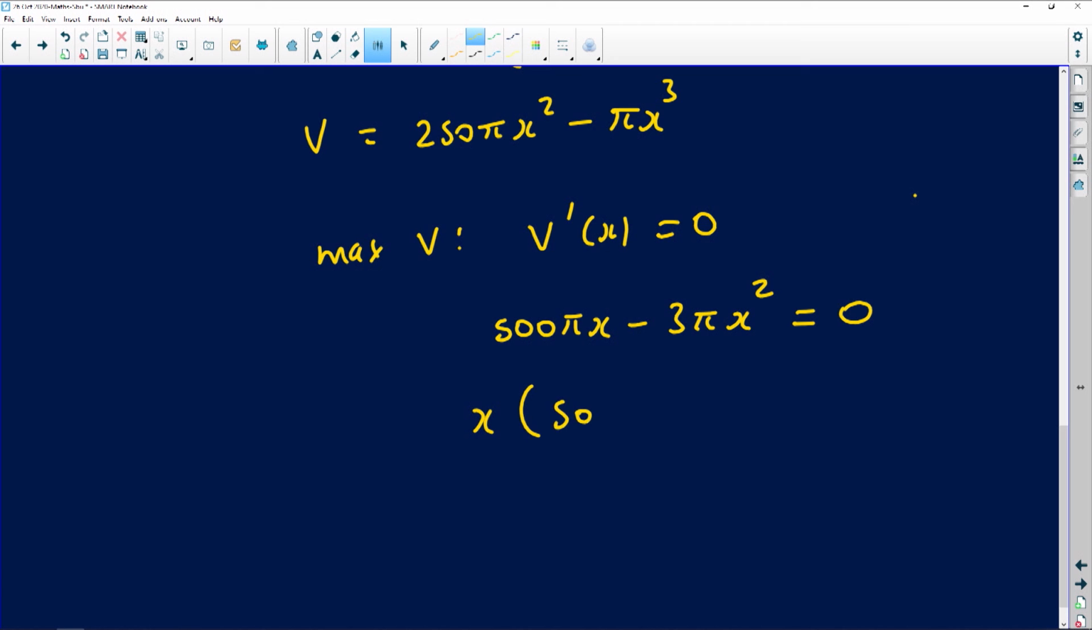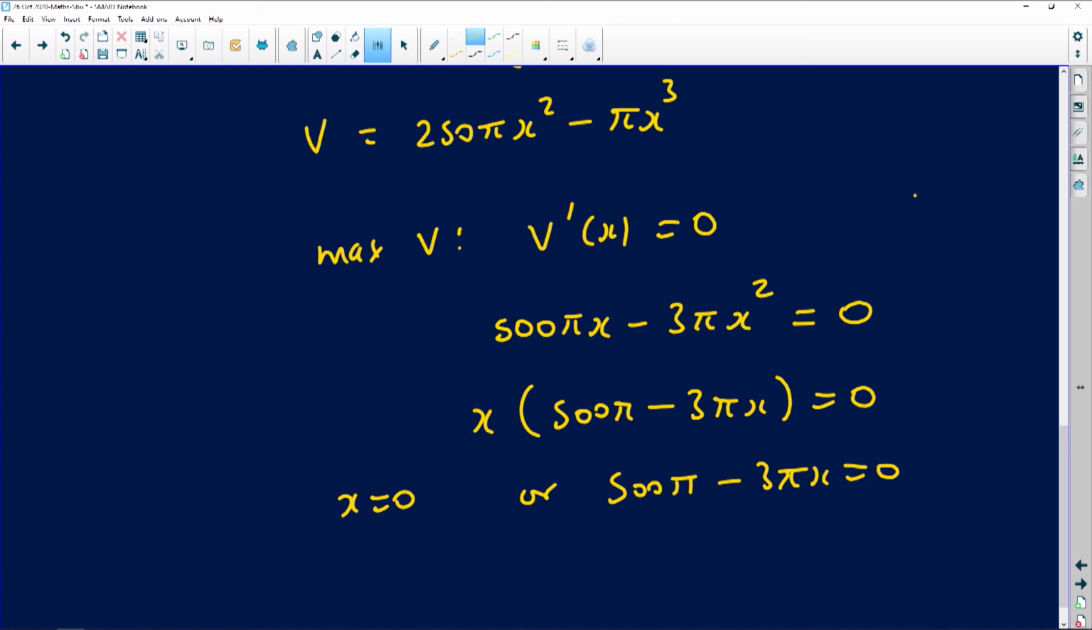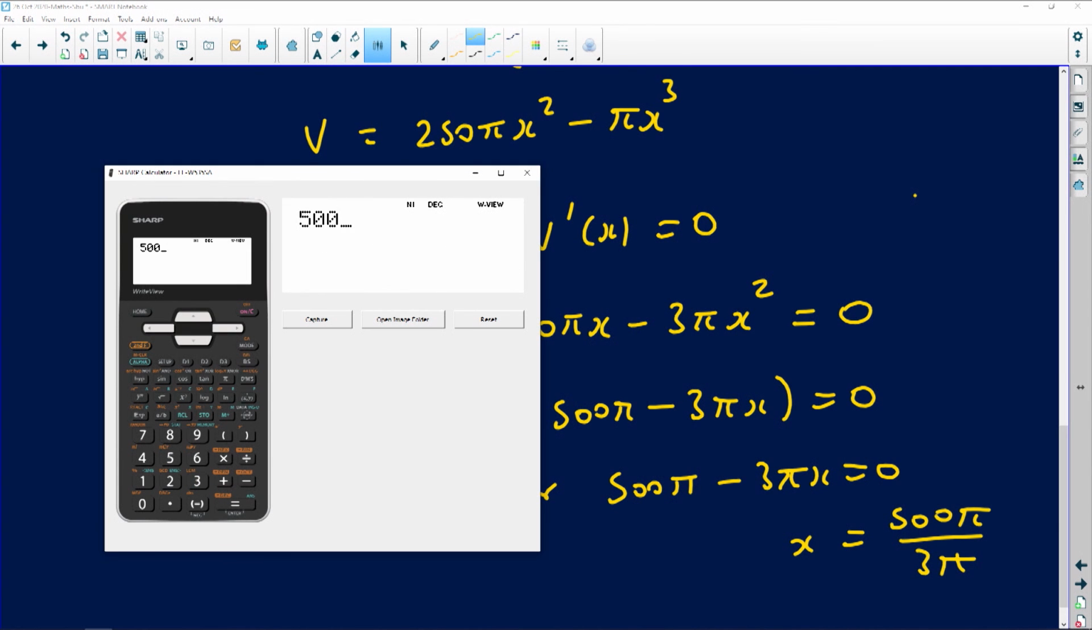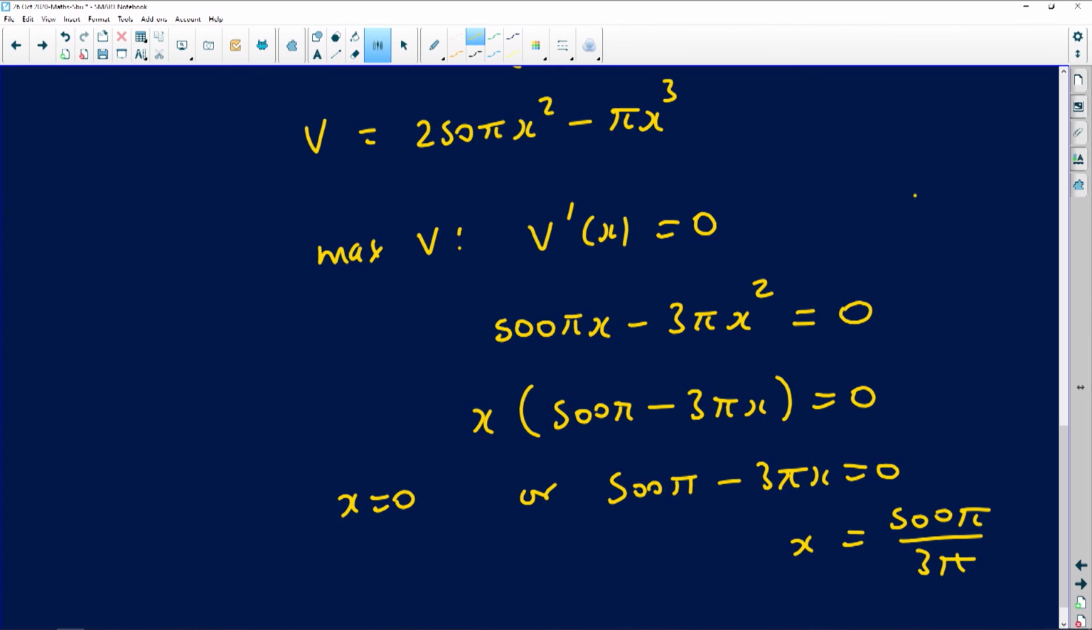Okay, x into 500 pi minus 3 pi x is 0. That means x is 0, or 500 pi minus 3 pi x is 0, which then, if you just simplify here, you'll end up with an x value of exactly 500 pi divided by 3 pi, which you guys can simplify because pi's will cancel, so it's just simply going to be 500 divided by 3. So let's go 500 divided by 3, you get an answer of exactly 166.67 if you round it off to two decimal places. So that's basically what is just going to happen, and that will be the answer to this, obviously in millimeters. All right.